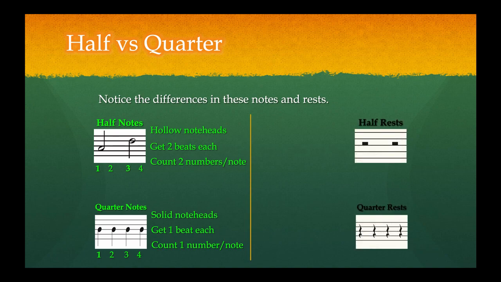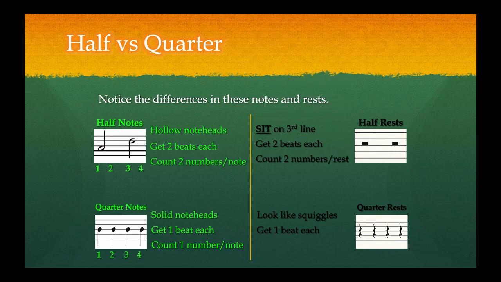Now let's take a look at the rests. Half rests sit on the 3rd line. Quarter rests look like squiggles. Half rests get 2 beats each of silence. Quarter rests get 1 beat each of silence.